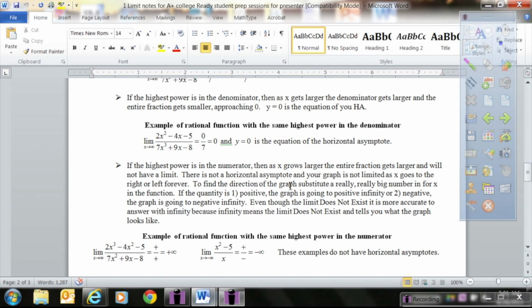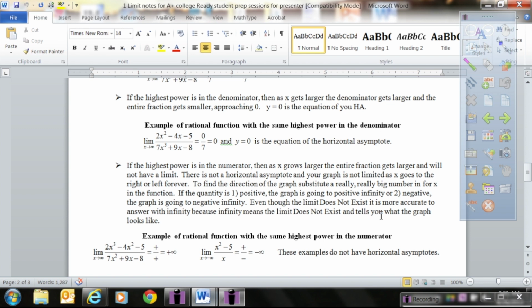The best way to do that is to substitute a really, really big number in. If the quantity is positive, that means your graph is going to positive infinity, or your y values are getting larger as you go in that direction. If your value is negative, then your y's are going down forever. And we've got to understand this, an infinity answer is not an answer. It's saying, I don't have a limit, but this is the direction that my graph is going. So an infinity answer is, I do not have a limit, but this is the direction of the graph.